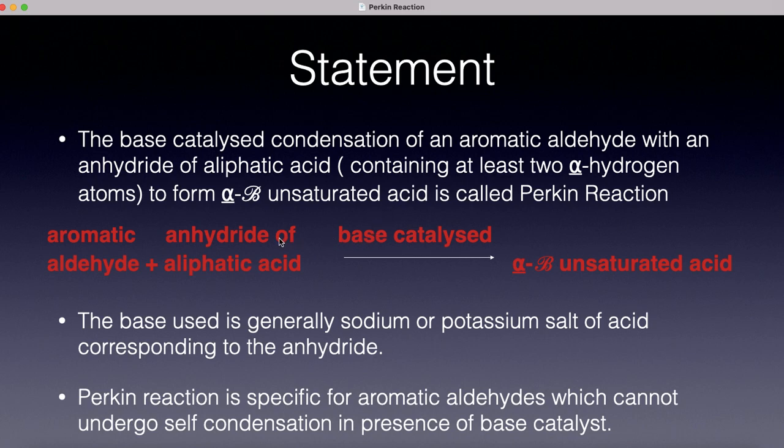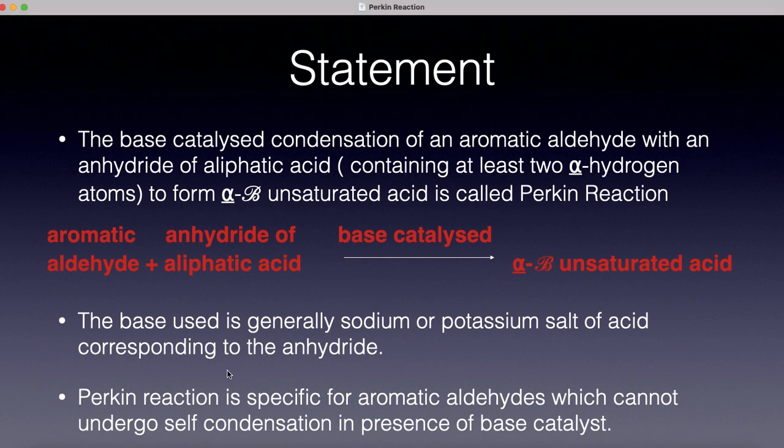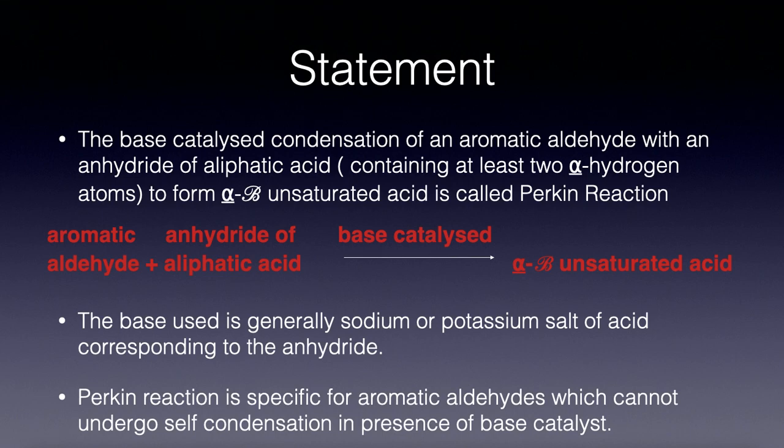The base and anhydride correspond to each other. We use the base sodium or potassium salt of the aliphatic acid which forms the anhydride. This Perkin reaction is specific for aromatic aldehydes which do not undergo self-condensation in presence of the base catalyst. Those aldehydes which do not undergo the aldol condensation undergo the Perkin reaction.